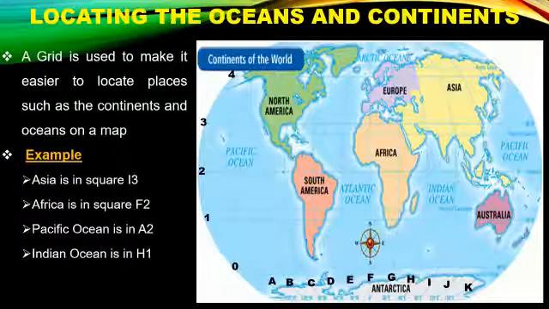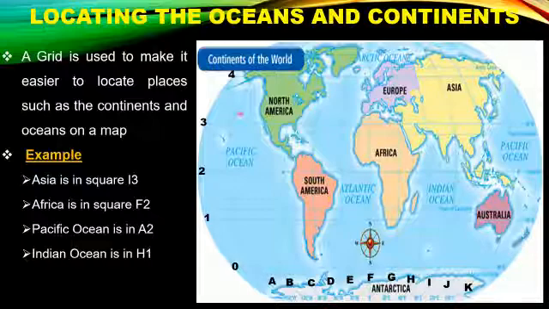Locating the oceans and continents through a grid. Now, a grid is used to make it easier to locate places such as the continents and oceans on a map. Now students, I want you to go through the examples. If you see the continent Asia, it is in the square I3.